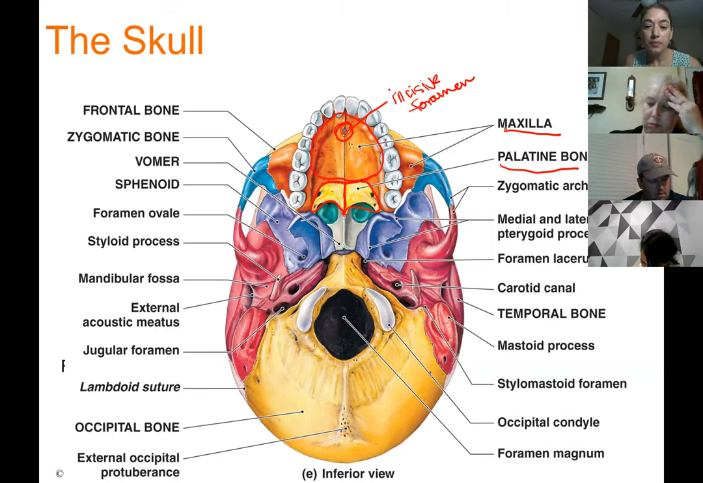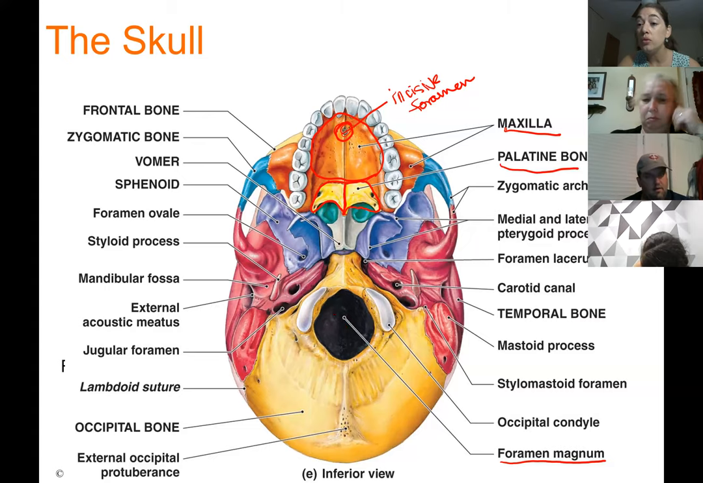Okay, let's see. I know you don't need to know all of the foramen. Let's go down here to the bottom. Foramen magnum. Magnum means large. So this is the largest foramen. What passes through the foramen magnum? Anybody know? Spinal cord. Spinal cord, that is correct. Very good.